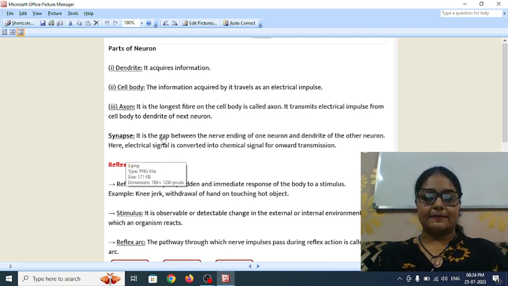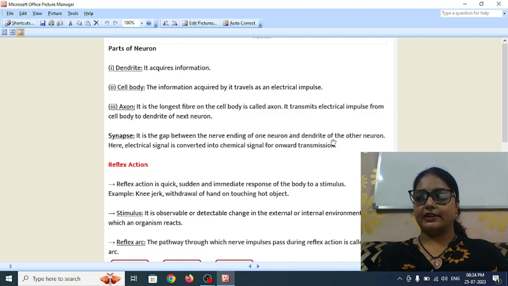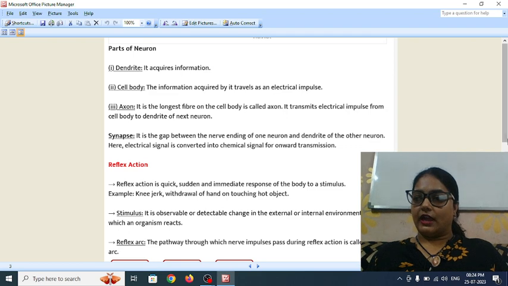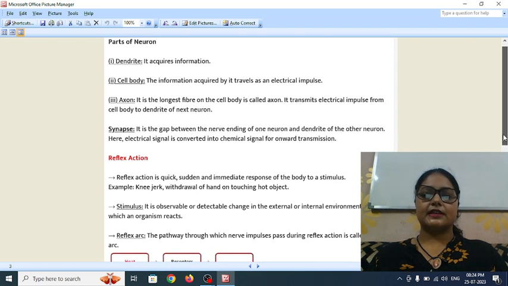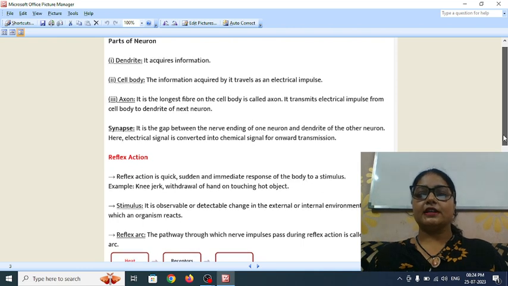Now synapse is a gap between the nerve ending and the dendrite of another neuron. It means synapse is a gap between two neuron cells, and here the electric signal is converted into a chemical signal for onward transmission. It means for the other neuron, the electric impulse is converted into chemical signals.